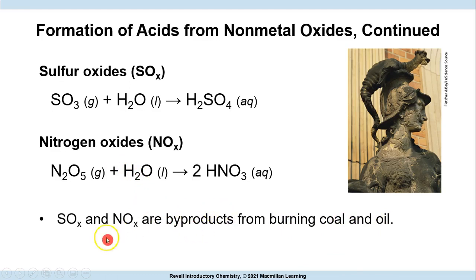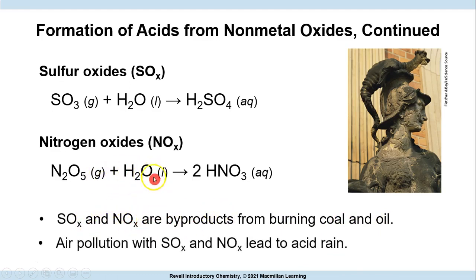And what is the effect of these nitrogen and sulfur oxides in the environment? They are air pollutants, and when they react with water, they form acid rain. So air pollution with sulfur oxides and nitrogen oxides leads to acid rain. If you look at this statue here, you see that it is degrading. It's because it's been exposed to rain that is acidic.